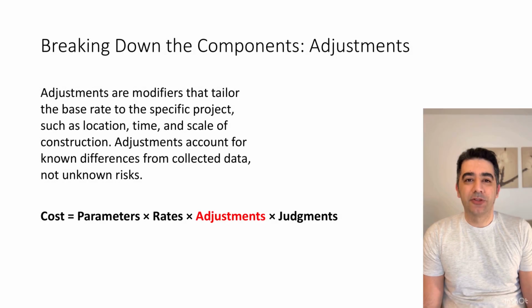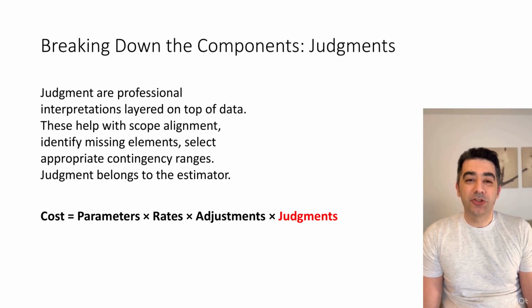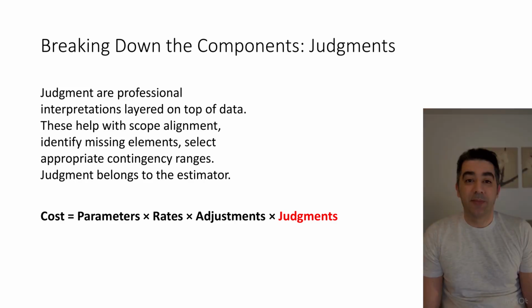Adjustments are modifiers that tailor the base rate to the specific project, such as location, time, and returns from project scale. Adjustments account for known differences from collected data, not unknown risks. Judgment is professional interpretation layered on top of data. These help with scope alignment, identify missing elements, and select appropriate contingency ranges. Judgment belongs to the estimator.